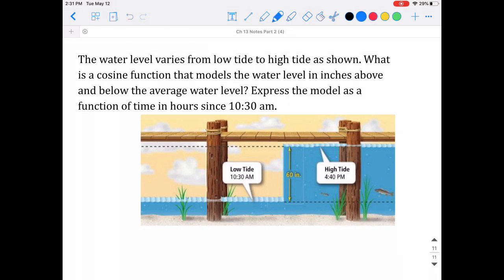So we can see from this diagram, we have a couple things. Low tide at 10:30 a.m. is this water level here, and high tide at 4:40 p.m. is 60 inches higher than the low tide. So we're going to call low tide in this case 0 so that we can give high tide a value of 60 inches. Using these values, we can figure out the amplitude of this function by doing 60 minus 0 over 2. So the amplitude in this case is going to be 60/2, which is 30. So the amplitude for this function is 30.